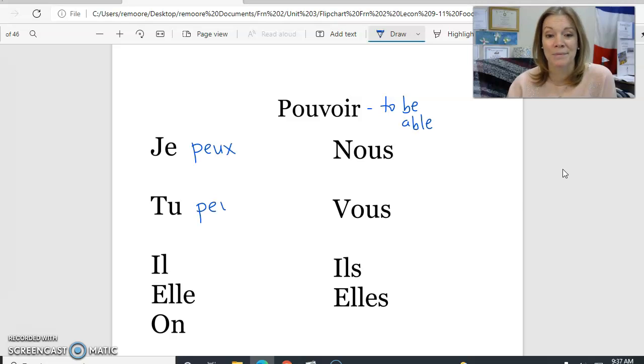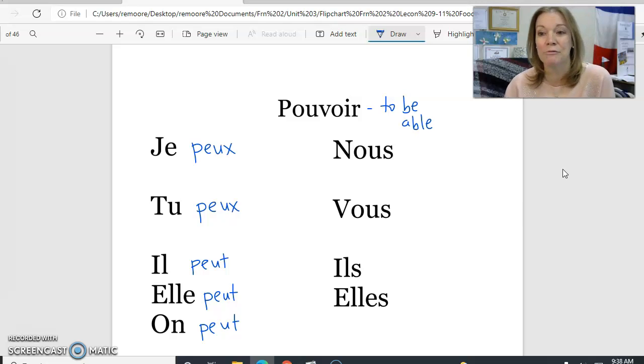Tu peux. You can. You are able. Il peut. He can. Elle peut. She can. On peut. Do you see that familiar pattern? It's basically the same as the last one. Je peux, tu peux, il peut, elle peut, on peut. And guess what happens when we get over here to nous and vous?